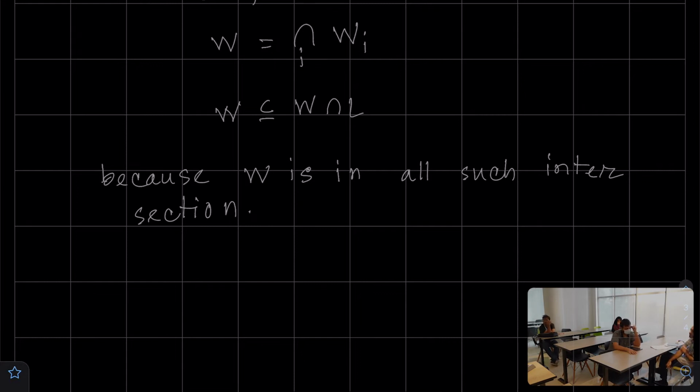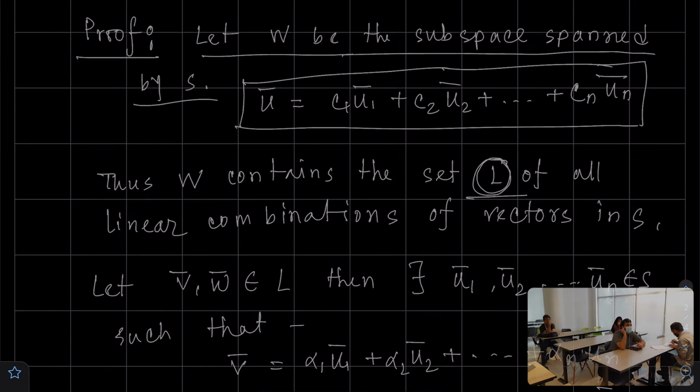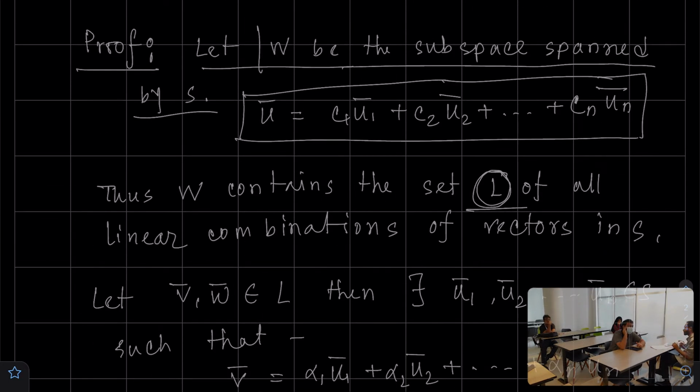What do you mean by all such intersections? You are taking the intersection of all Wi's, and you're calling that W. Yeah. So if I intersect like W1 and W2, then the intersection of all Wi's, you call it W. Is that the W that was defined above? Yeah, this is the W I started with, a definition. W is the subspace spanned by S. Okay.